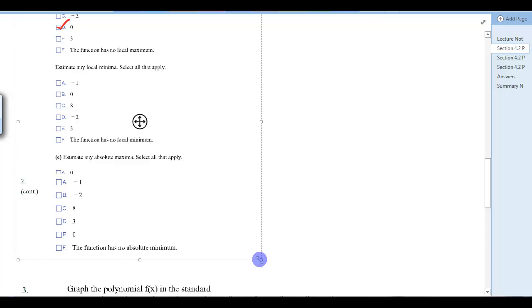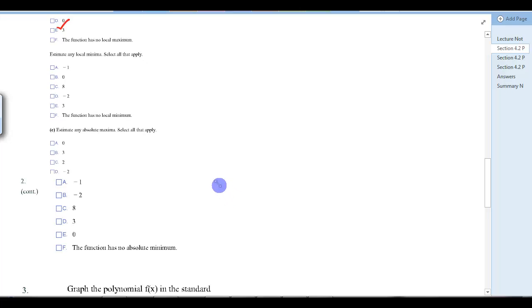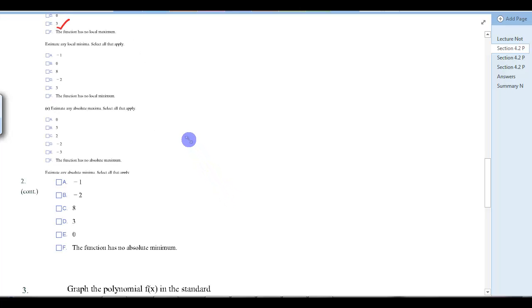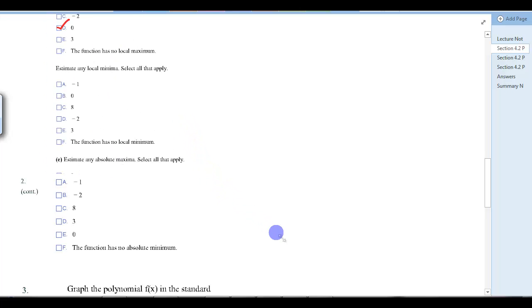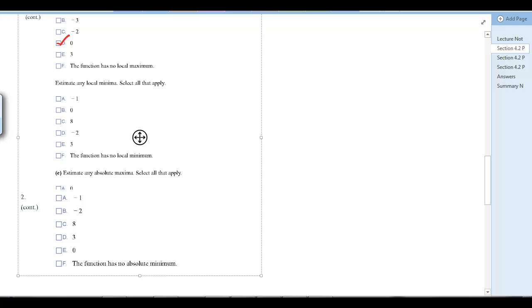So let's make this a little bit bigger. I guess I can't do that. Sorry. Maybe. Nope. I kind of messed up. Okay. All right, local min. No local min. That'll be there.